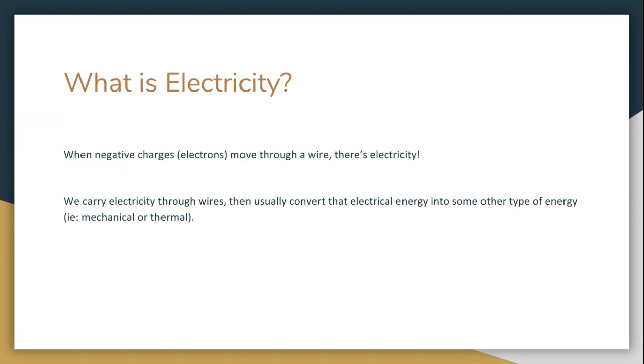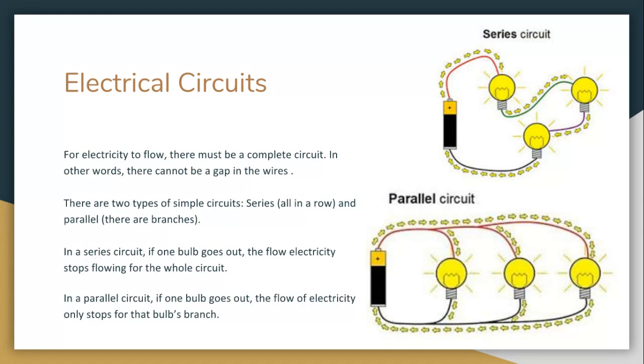For example, you might plug in a power drill to an electrical circuit and it runs a motor, which would turn into mechanical energy. Or it could be a toaster, which would be thermal energy. There are two types of electrical circuits. For electricity to flow, there must be a complete circuit. If the circuit's broken, then the electrons cannot move through that wire because they can't jump over a gap.